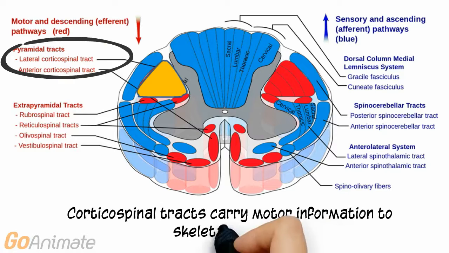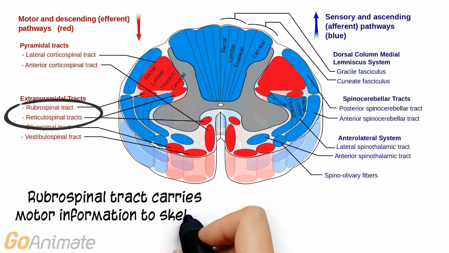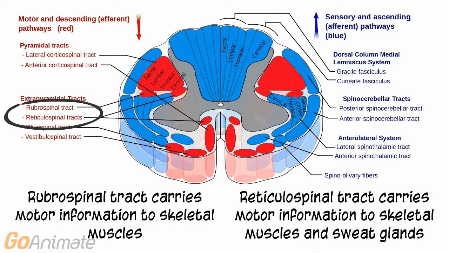The corticospinal tracts carry motor information to skeletal muscles. The rubrospinal tract carries motor information to skeletal muscles, and the reticulospinal tract carries motor information to skeletal muscles and sweat glands.